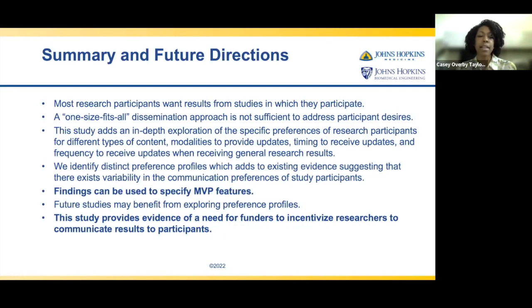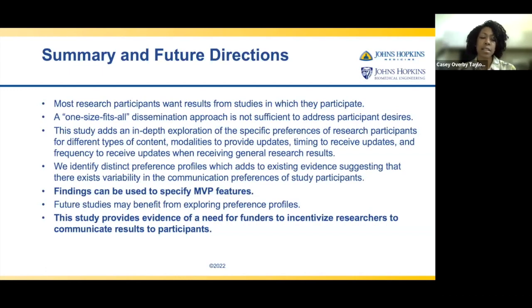And so that suggests that there is some variability, but just looking across the board, there was quite a bit of consistency in the top three among the three groups, which suggests that we might use these findings to specify the high priority features if we were to develop a strategy to implement services around to actually provide these kinds of updates. And also future studies beyond this realm may benefit from exploring preference profiles as a strategy to do something similar in specifying what are the priority features to implement.